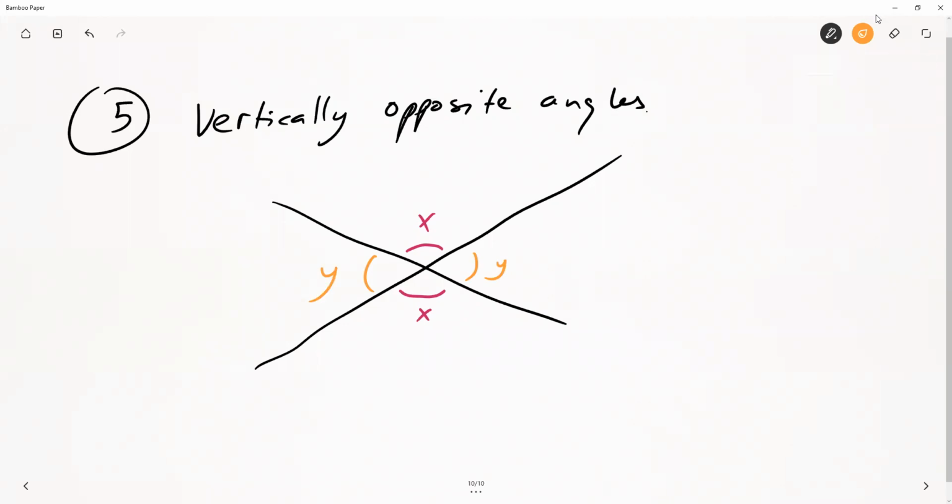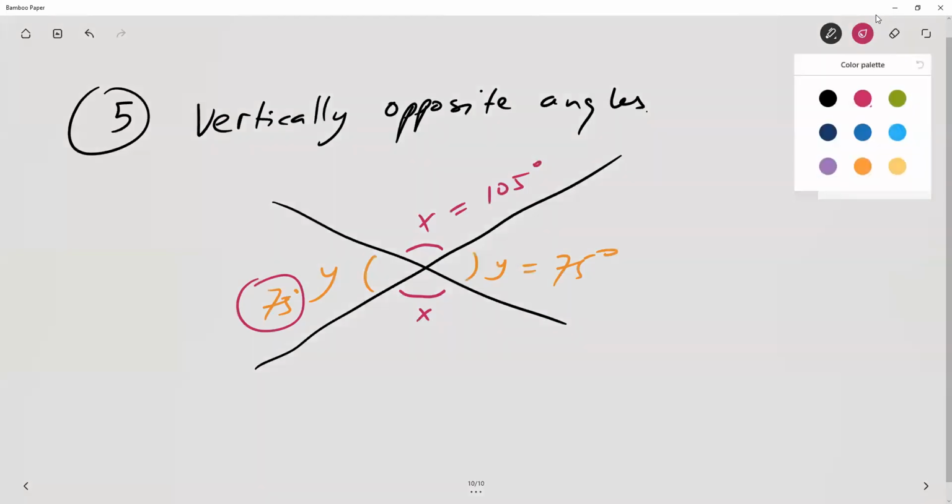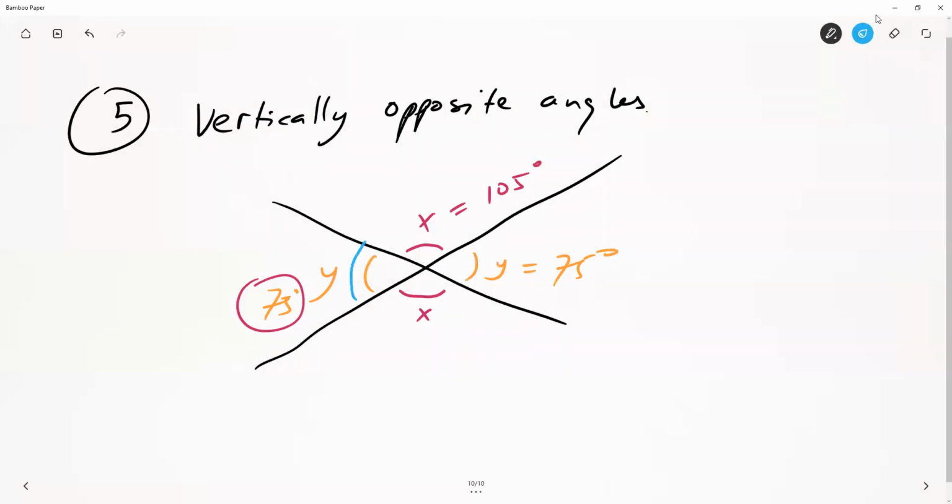So for example, if this is 75 degrees, this is also 75. And if this is 75, therefore X has to be 105 degrees. Why? Because they are supplementary one another. So they make 180. Right, vertically opposite angles. In Bahasa Indonesia, they are called bertolak belakang.